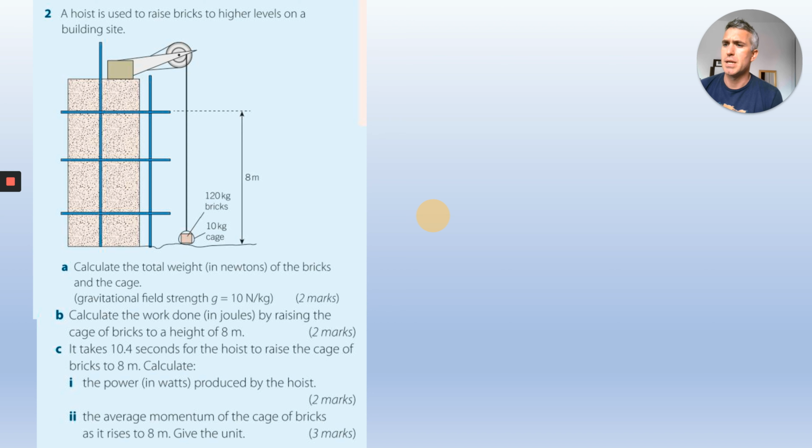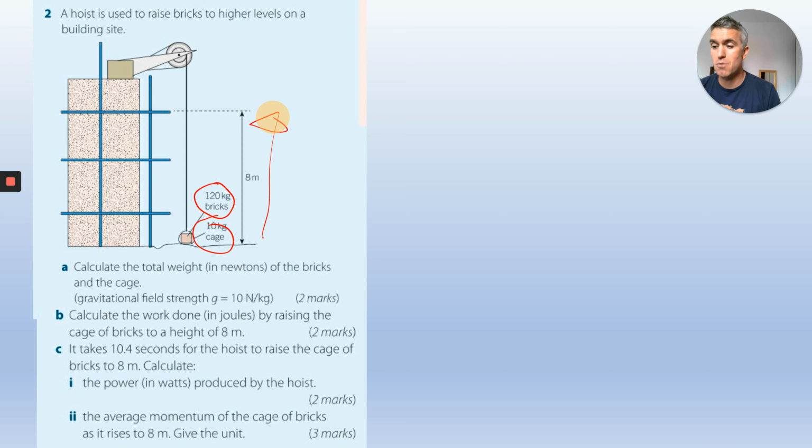A hoist is used to raise up bricks to a high level on a building site. Here you have 120 kilograms of bricks and a 10 kilogram cage. That's important. They're lifting it 8 meters. Calculate the total weight in newtons of the bricks and the cage. They give you the gravitational field strength as 10.